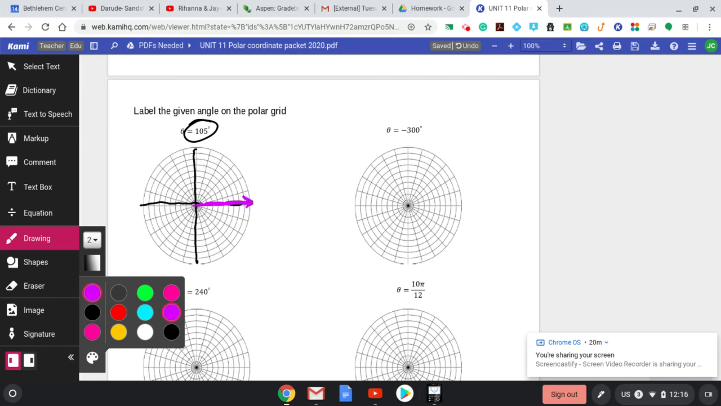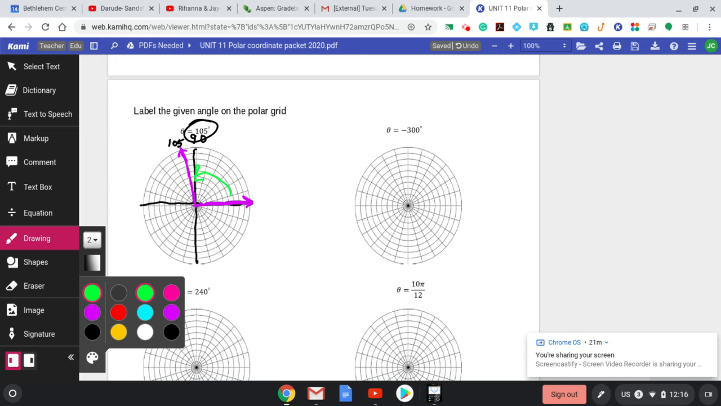Now you just got to remember where 105 was. Well, remember 90 was on top, right? And they go by 15, so 90 plus 15, that would have given me 105 right here. And now this gives me a little bit more exactness to where 105 degrees would be. Okay, and yes, just like before, I need my rotation arrow to show me what direction we're going in.